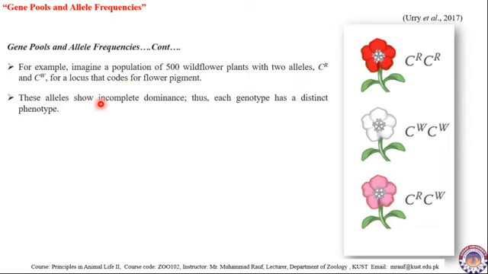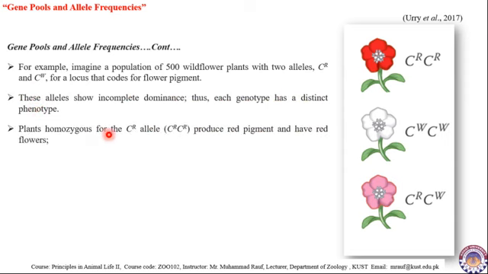These alleles show incomplete dominance. Now, you know incomplete dominance, where neither of the alleles is dominant over the other, and both of the alleles are expressed to varying degrees. It is a cross which is the exception to typical Mendelism. Thus, each genotype has a distinct phenotype.